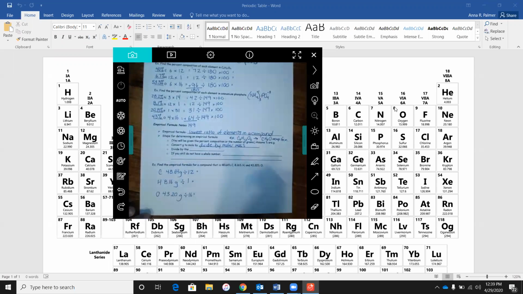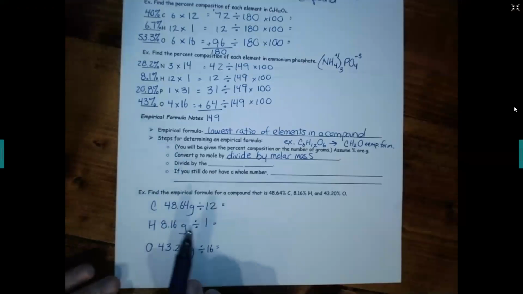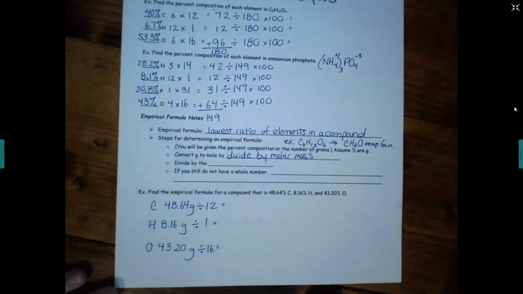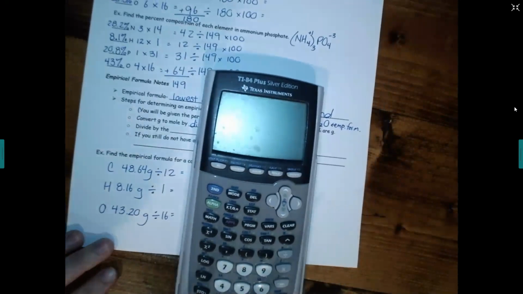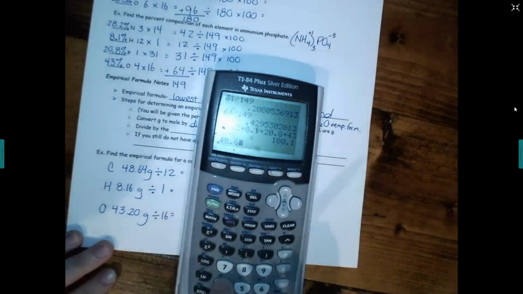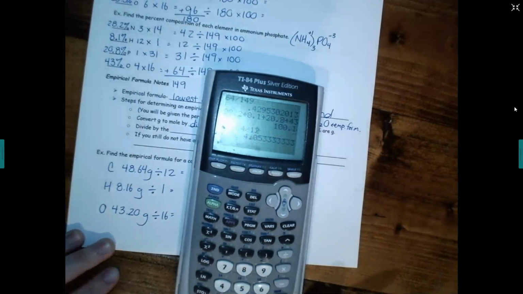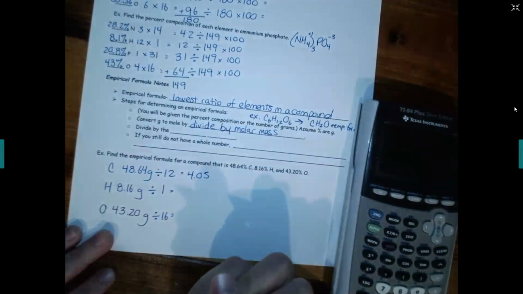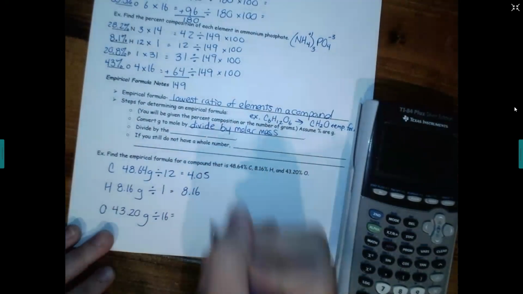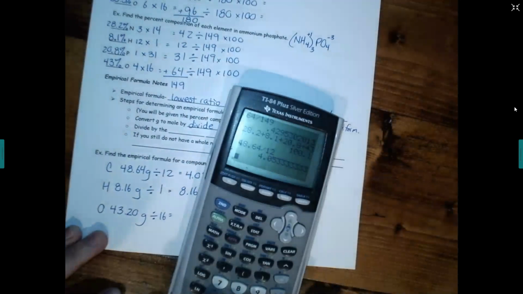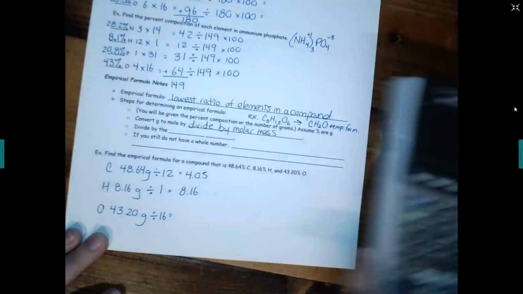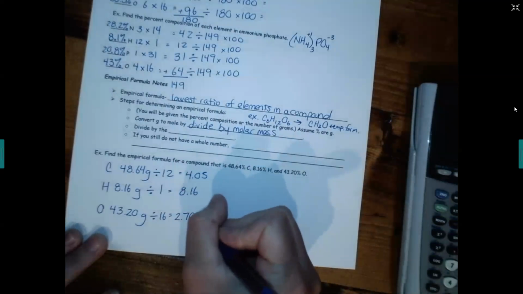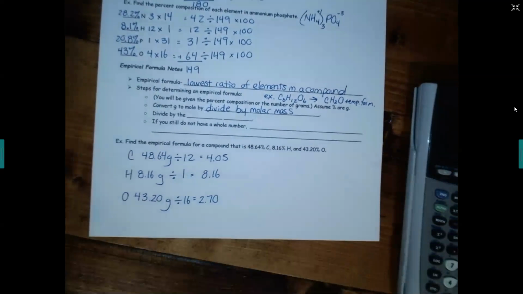Now, I would encourage you when you're doing this, after you divide these numbers, make sure you keep the same number of decimal places that you began with. This will just make your math come out a little bit cleaner. So 48.64 divided by 12 gives me 4.05. 8.16 divided by 1, I don't need a calculator for that. And then lastly, 43.2 divided by 16 gives me 2.7. And I'll just add a 0 to that to keep it to 2 decimal places.